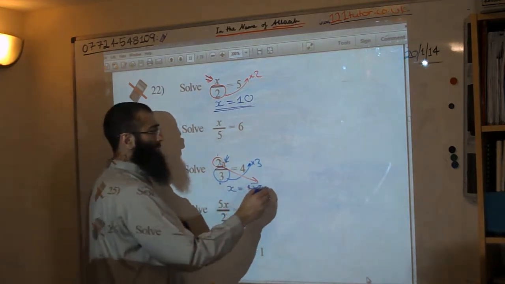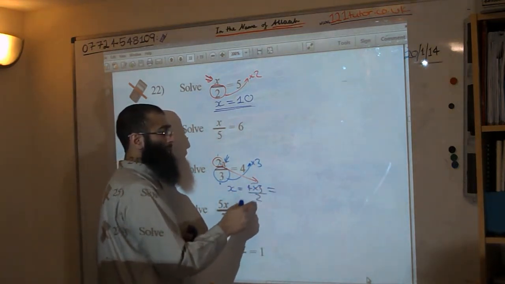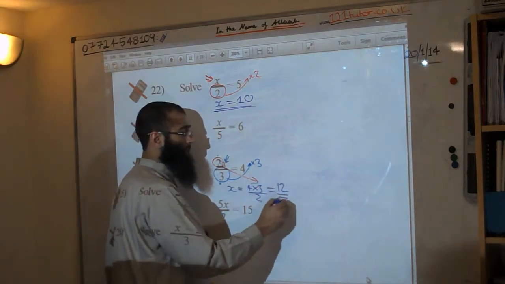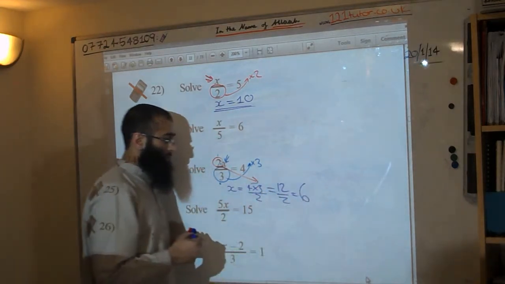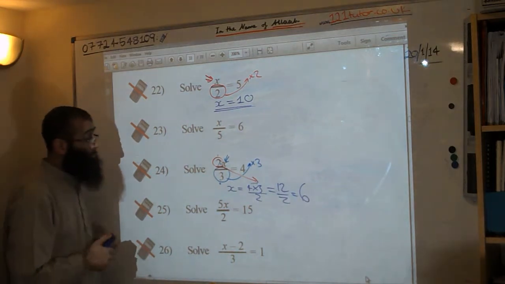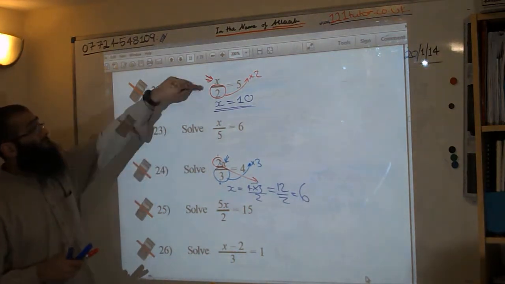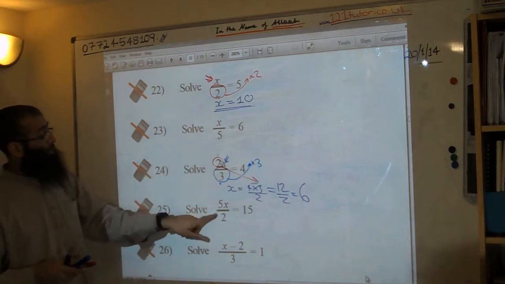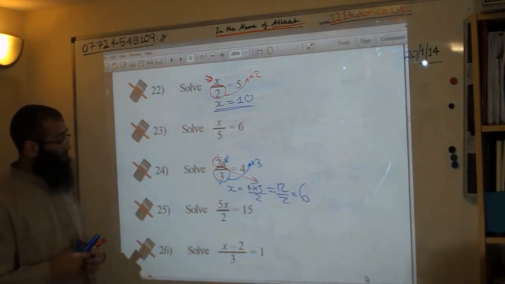Okay, so let's work this out now. We have x equals 4 times by 3 divided by 2, which is 12 divided by 2, which is equal to 6. Okay, so this question is similar to that one. We'll try that in a bit. This question is similar to this one. We'll try that in a bit.